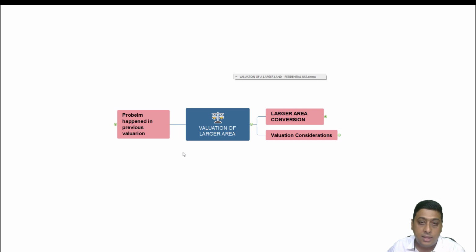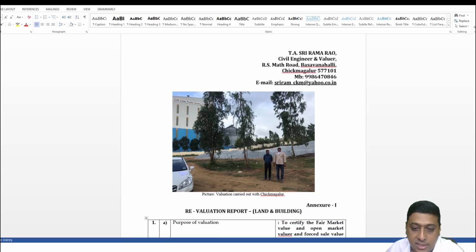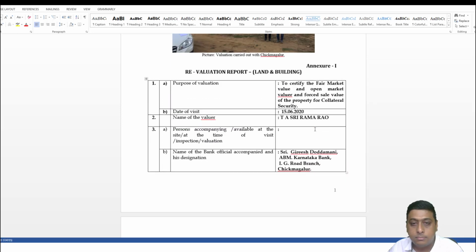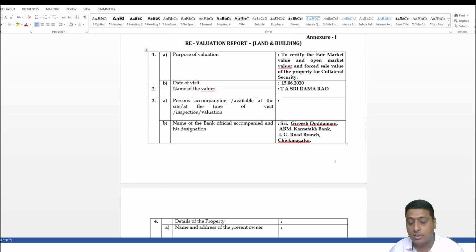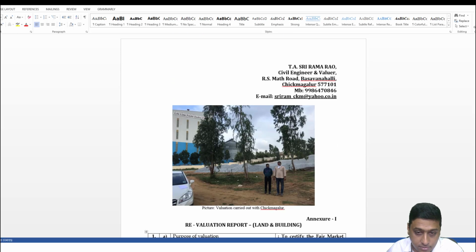Now we'll see an example of this. This is a property which I recently valued for a person. Due to some restrictions, I cannot tell the name of the person or the owner of the property, because this is a very huge property and the value is also very high. Mr. Girish Dodamani, from Karnataka Bank, IG Road, accompanied me to get the valuation done on the site. This was done on 15/6/2020. It is a vacant site, a completely vacant land. You can see here it's total vacant land next to this.